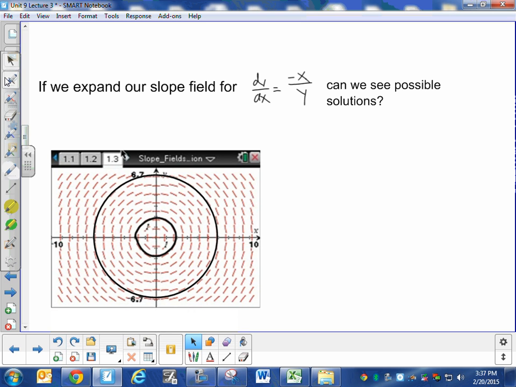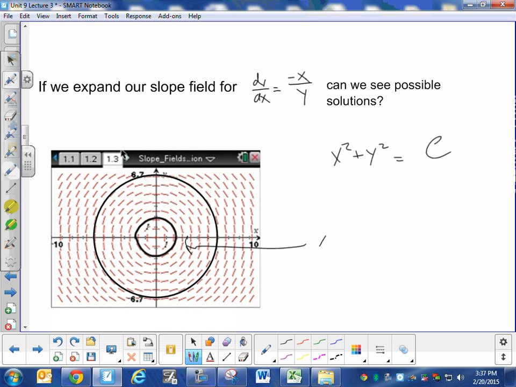Exactly right. We know the solution to this was x squared plus y squared equals c. c is the radius of a circle. I could have any size circle. This could be x squared plus y squared equals 1. This could be x squared plus y squared equals 9. c could be any number, so I have an infinite set of possibilities for the solution for my original equation that it would have that derivative, negative x over y. Okay, and the slope field shows you that.